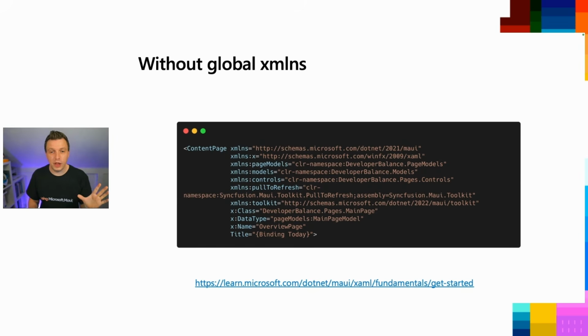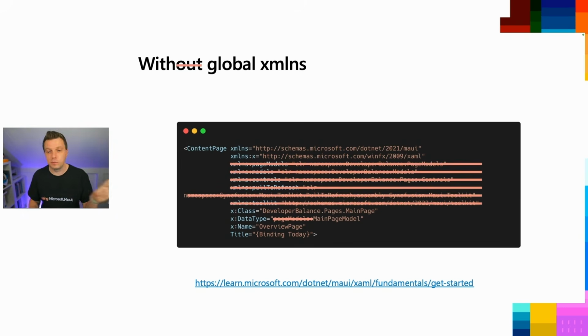So without global XML namespaces, this is still like a small XAML document, right? But if you enable global XML namespaces, then you can just take all of this out, right? It will become so much less verbose. So this is something, if you ask me, really, really great, so that we can get rid of some XAML boilerplate code that we don't really want to see anyway.